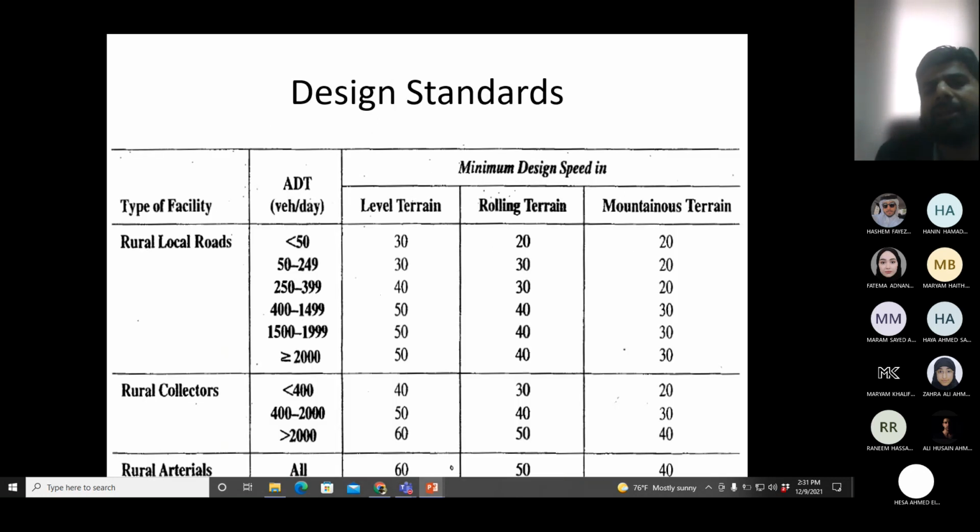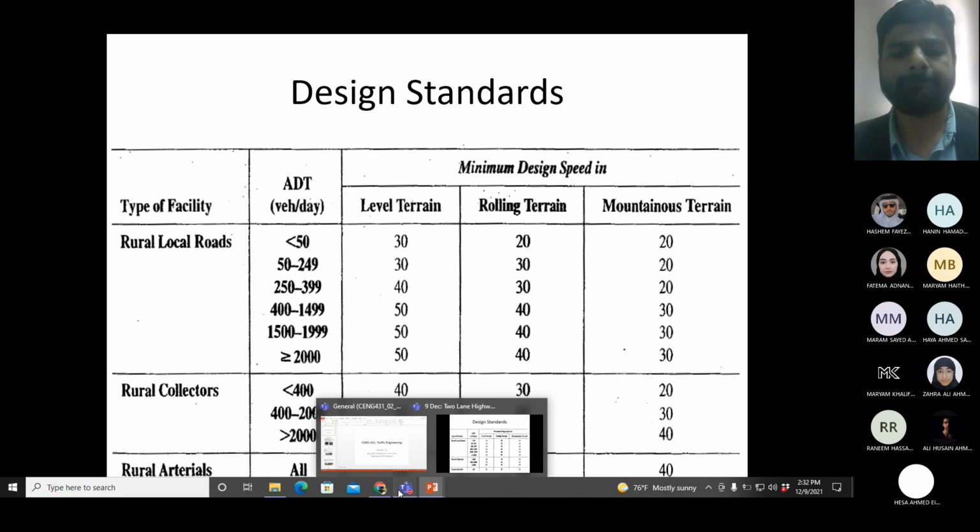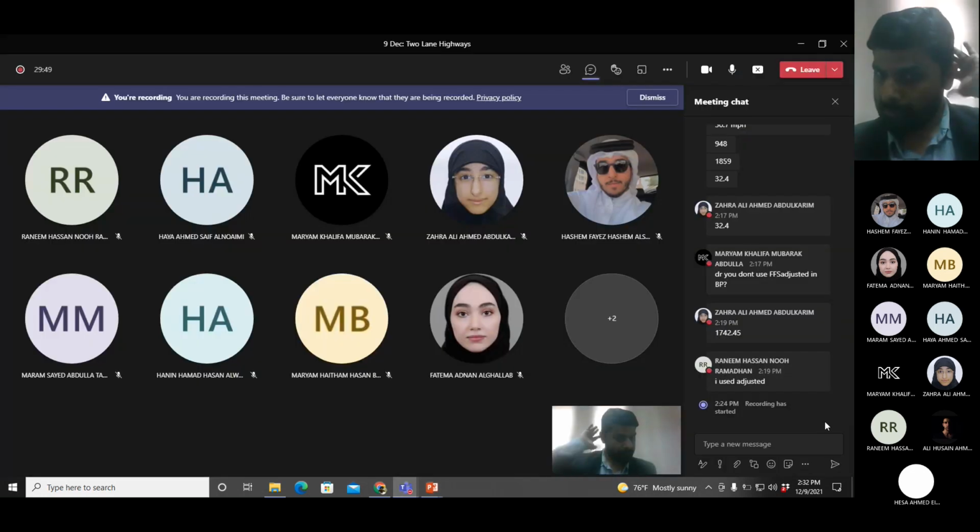Now, what is the link of different classes of 2-lane highways to the functional classification of the highway? We know the functional classification is local roads, collectors, and arterials. So what class of 2-lane highway can be a local road? We have class 1, 2, and 3. What can be a local road? Class 1, 2, or 3? Tell me.